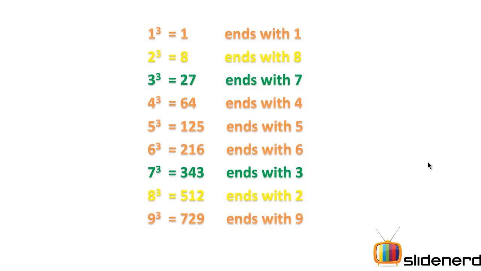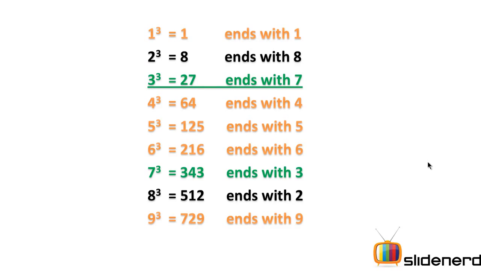So let's pay attention to a specific set of numbers. The cube of 2 ends with an 8, whereas the cube of 8 ends with a 2. So they form one pair. Similarly, the cube of 3 ends with a 7 and the cube of 7 ends with a 3. So they form another pair. Except for 2 and 8, that's pair number 1, and 3 and 7, that's pair number 2, all other numbers end with the same respective number. That's 4 with 4, 5 with 5, 6 with 6, 9 with 9, 1 with 1.